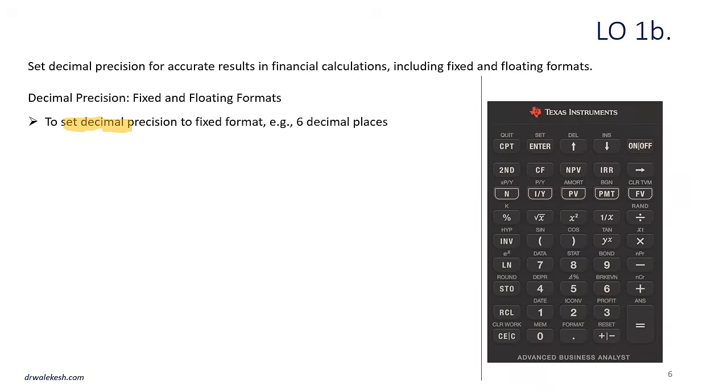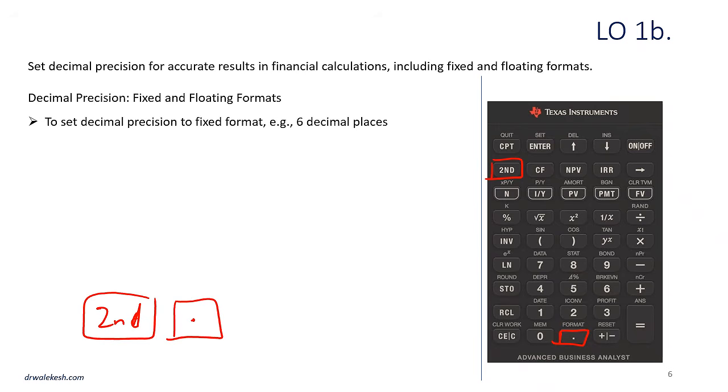To set decimal precision to fixed format, let's say 6 decimal places, how do you go about it? The first thing to note is that we need to access format. Format here is a secondary function. To access it, we will have to press the second key. Then this key.